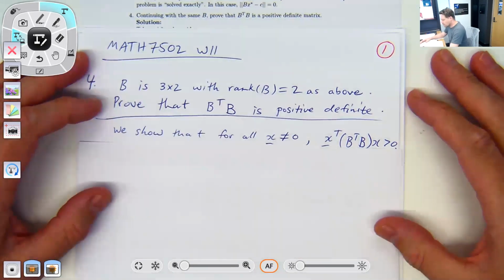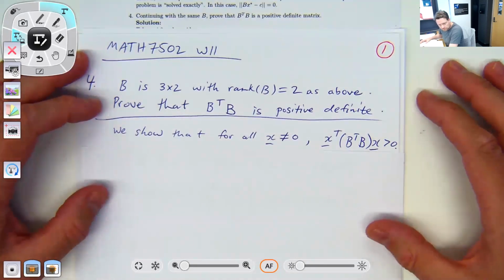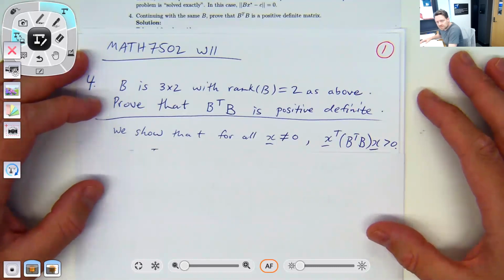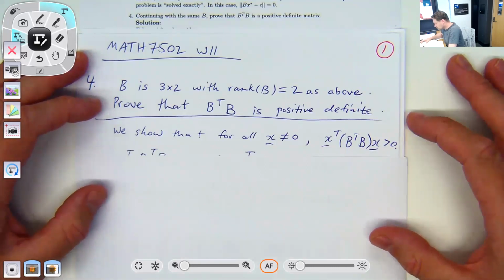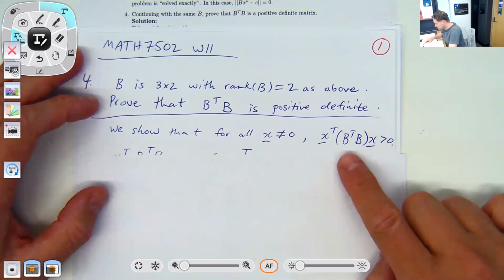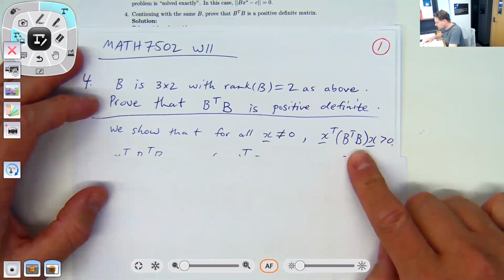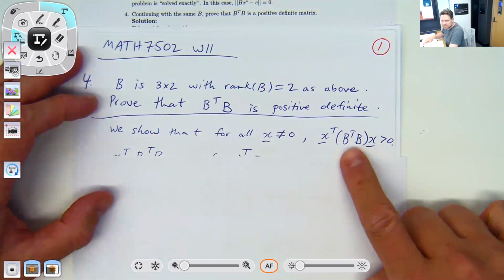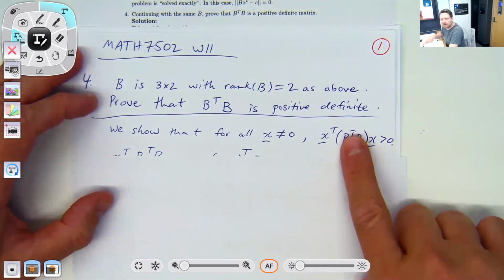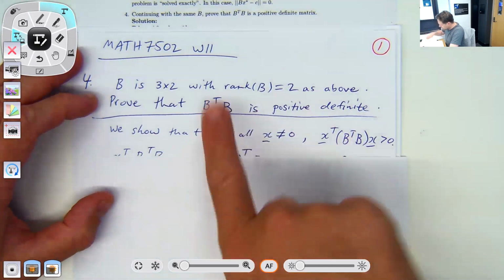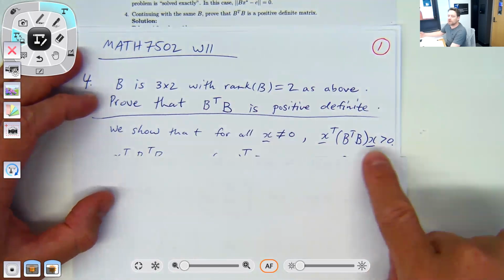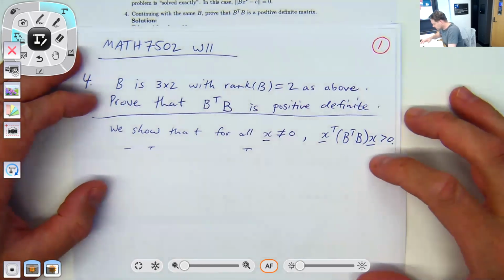We're going to show that for all non-zero x, x transpose B transpose B times x is positive. This is our matrix M here, the same one as there. So that's what we're aiming to do.